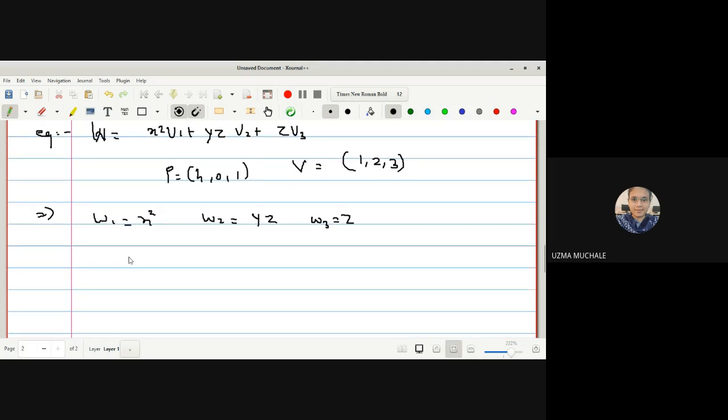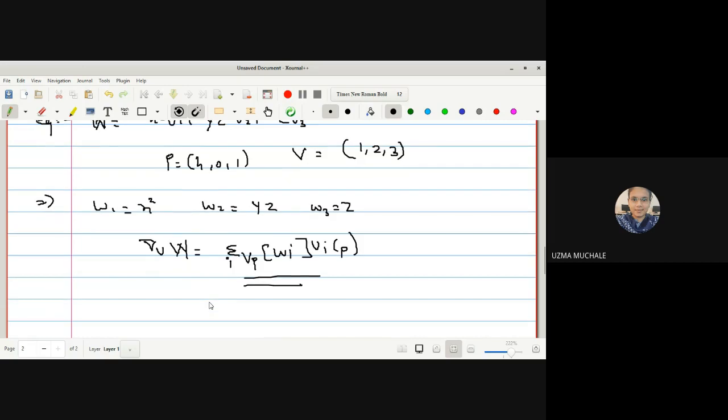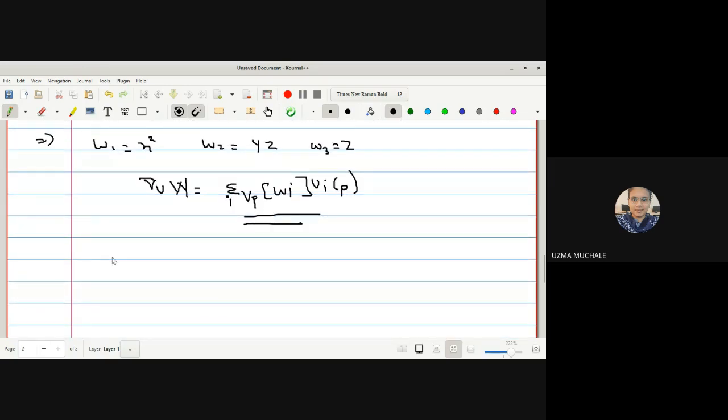So first, what is our aim to show here? We have to show that this formula is equivalent to your definition. Okay. So first, we'll write down the formula del_v w is equal to summation over i of v_p(w_i) u_i at a point P. So for that first I should find out v_p(w_i), correct? So let us start with that. First we'll find out v_p(w1).